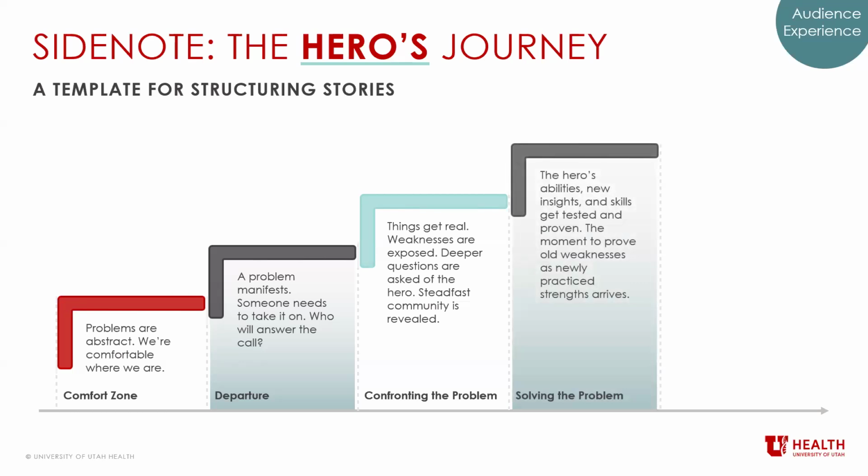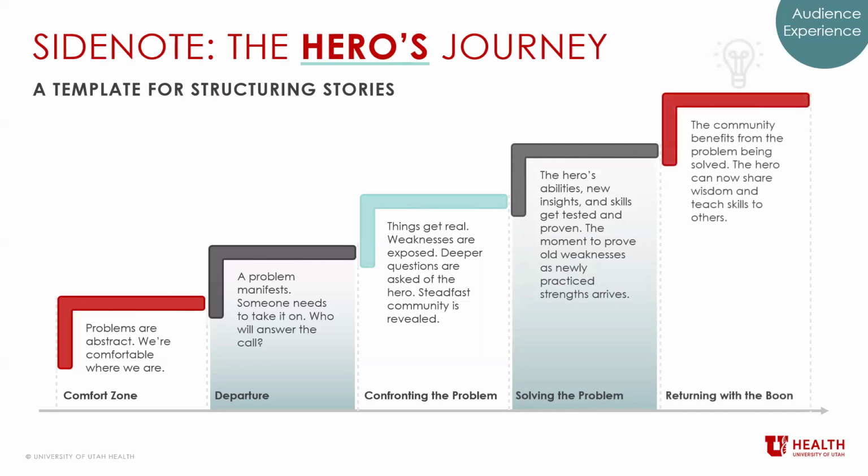And then we move towards solving the problem. So the hero's abilities, their new insights, their skills get tested and proven, and the moment to prove old weaknesses as newly practiced strengths arrive. So later, that colleague of mine was able to be really successful with those added skills. And then we can talk about returning with the boon. So the community benefits from the problem being solved. The hero can now share wisdom and teach skills to others. So with that colleague, they're able to teach others now how to be successful as a language interpreter.